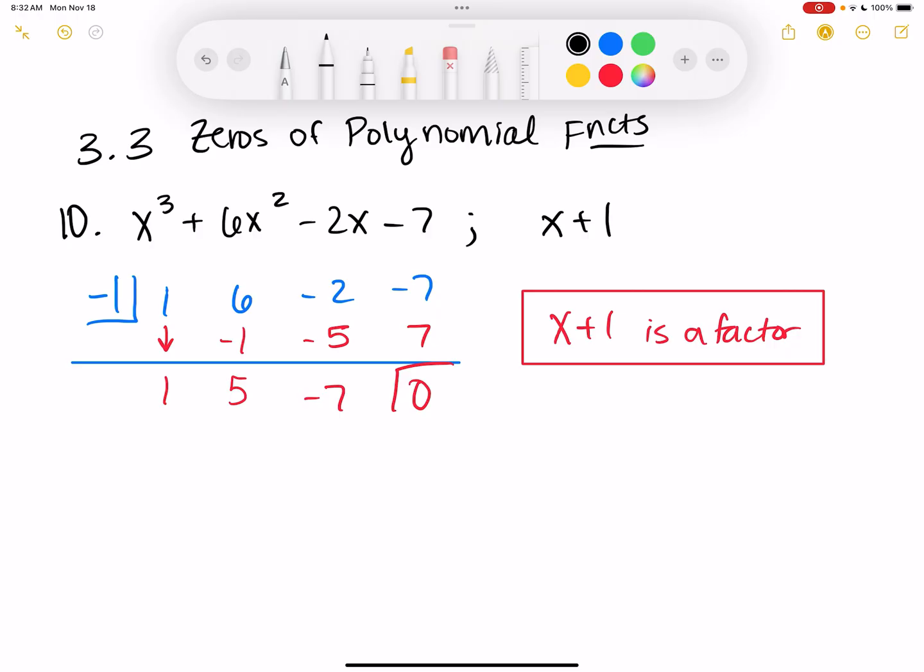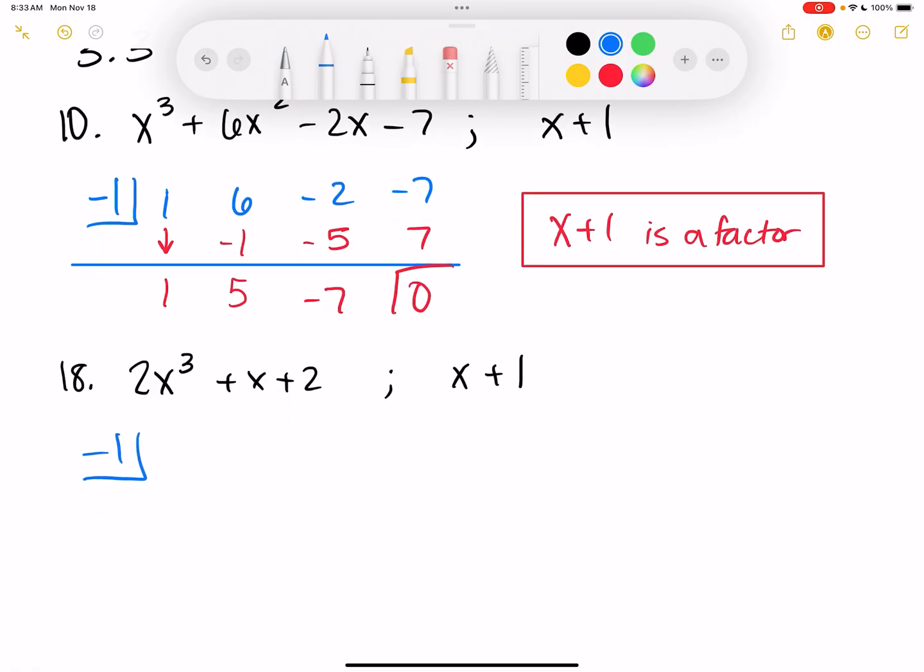Let's see, jumping down, number 18, 2x cubed plus x plus 2. And the second one is x plus 1. So -1 goes in the box. Remember, opposite sign here. 2, I'm missing the x squared term, so I need a 0. Then 1 and 2.